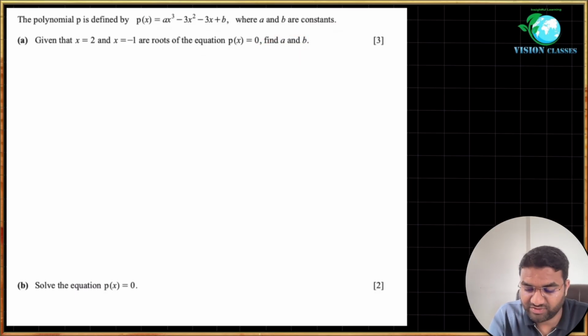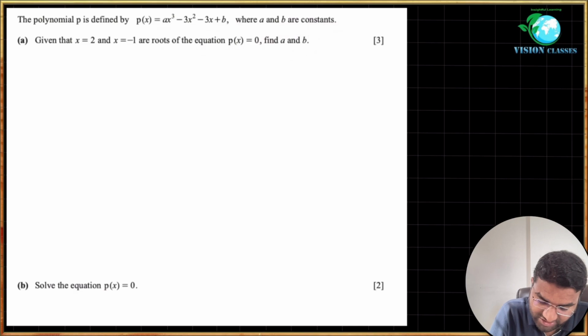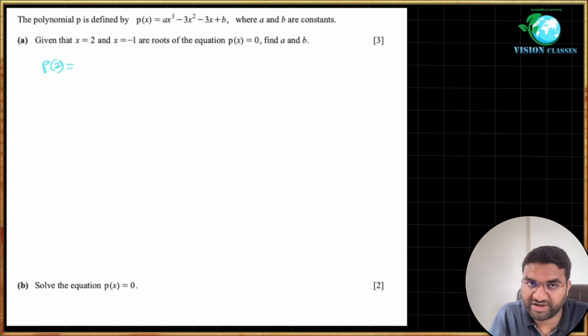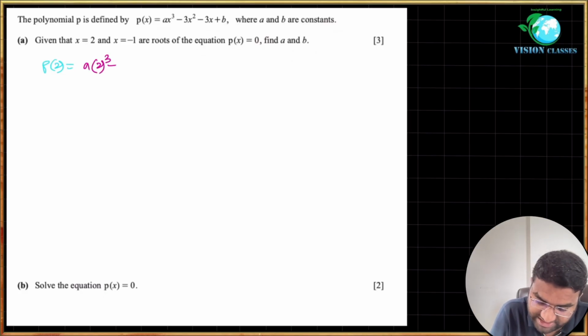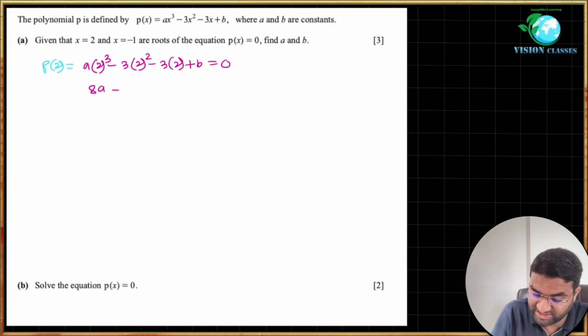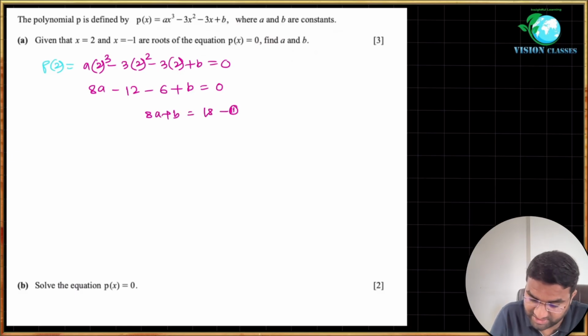So here it's very simple, because when you substitute p of 2, we will straight away get remainder 0, isn't it? So a times 2 cube minus 3 times 2 square minus 3 times 2 plus b is equal to 0, means 8a minus 3 times 4 is 12, minus 3 times 2 is 6, plus b is equal to 0. So it means 8a plus b is equal to 18. This is the first one, right?